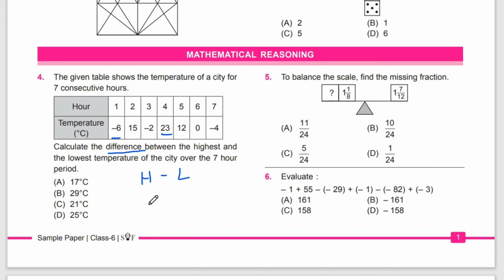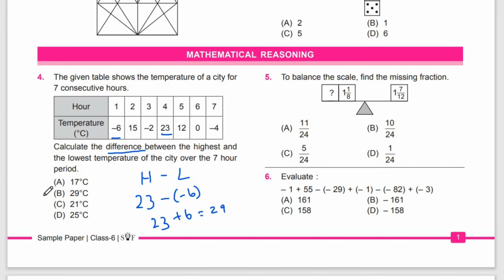So the highest temperature is 23. So I'll write 23 minus the lowest temperature, which is -6. Since the number is negative, I'll put a bracket and put -6. Clear? Now 23, minus into minus is +6. So minus into minus is always plus. You should not forget it. You should not directly put it as -6. You will put a bracket and put a minus sign inside it and then multiply these two. So 23 plus 6, which is 29. So 29 degrees is the answer.